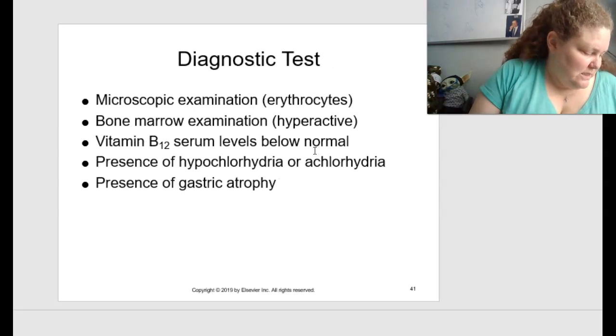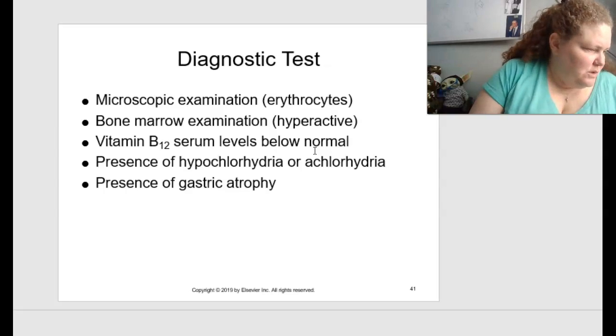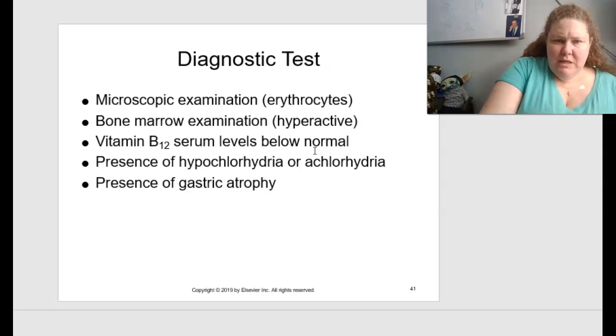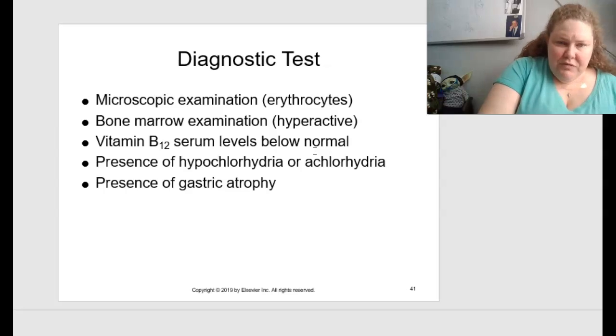How do we diagnose this? Well, this is on page 199. So first of all, you would do microscopic examination of the erythrocytes. So the erythrocytes appear as macrocytic or megaloblastic and nucleated on the microscopic examination, and they're reduced in number in the peripheral blood.